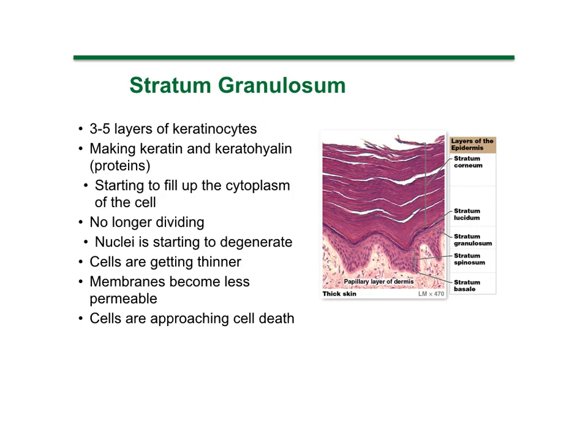Next, we have our stratum granulosum, which is approximately 3 to 5 layers of keratinocytes. They are important in making keratin and keratohyalin, which are different types of proteins. Because we're making more protein, they are starting to fill up the cytoplasm of the cell, and they're no longer capable of dividing because the nuclei are starting to degenerate and the cells are getting thinner and thinner. Those membranes become less permeable, so they're becoming a little more waterproof, and those cells are also approaching cell death.